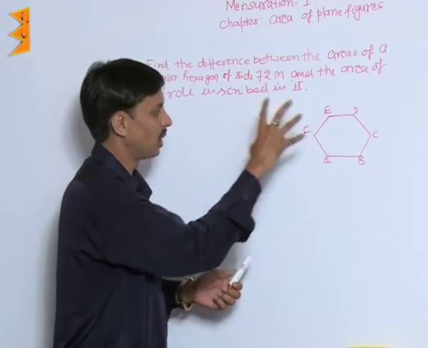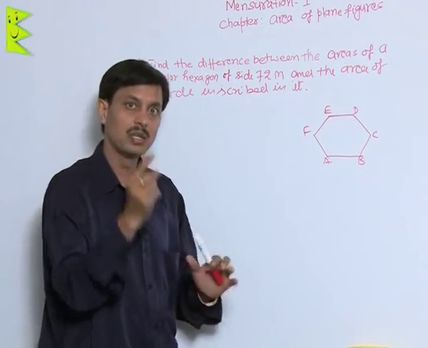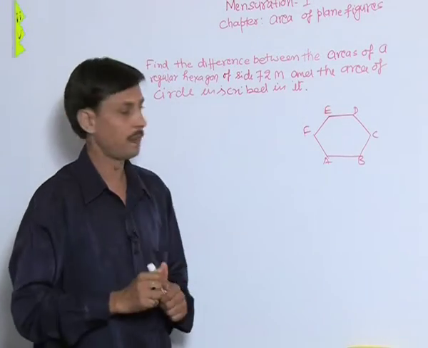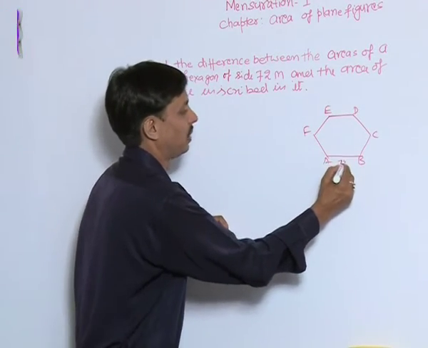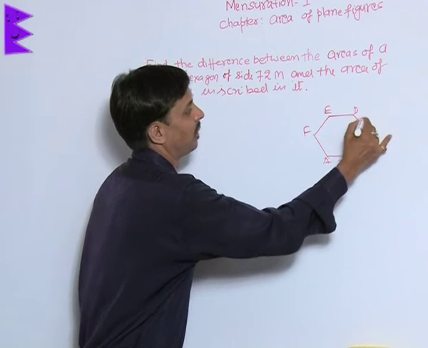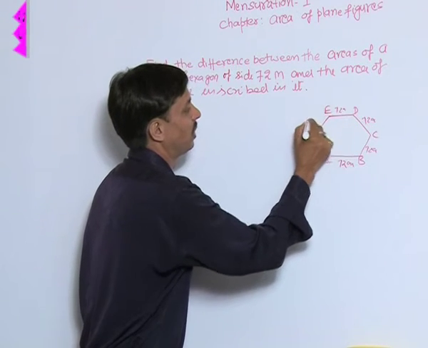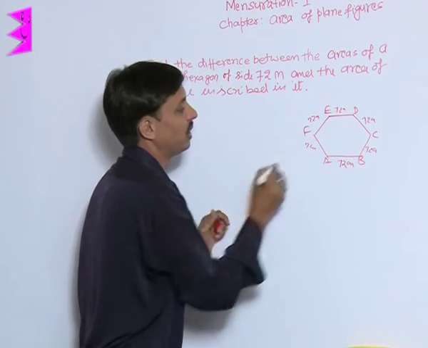This is a regular polygon. It has 6 sides, so its name is a regular hexagon. Each side is 72 centimeter. This is 72, 72, 72, 72, 72 centimeter, each side.